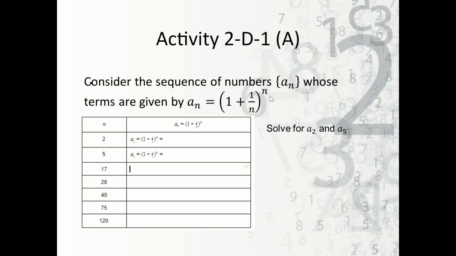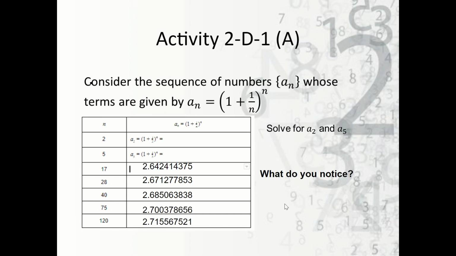So 3 to the second power is 9, and 2 to the second power is 4, so we should get 9 over 4 as our answer for this one. And we could continue to solve this, and when we do that, we should notice that these numbers start to look like this.